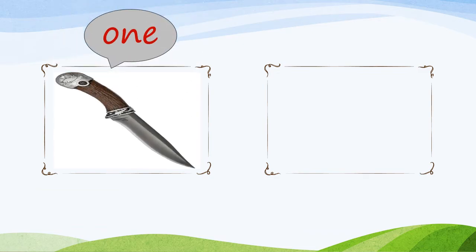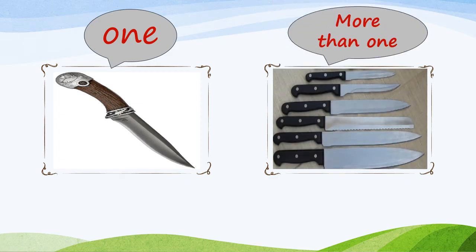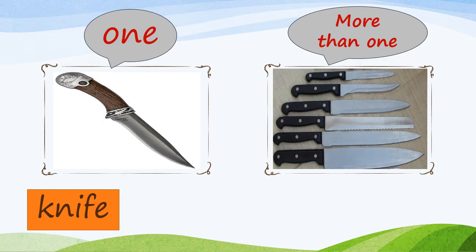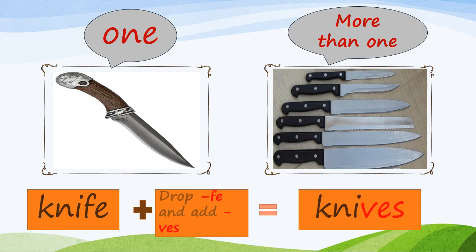What is this? One knife. And this more than one. Now how we spell knife? K-N-I-F-E. It ends with FE. So whichever words that end with F or FE, we drop F, we drop FE and we add VES to make it plural. So knife will become knives.